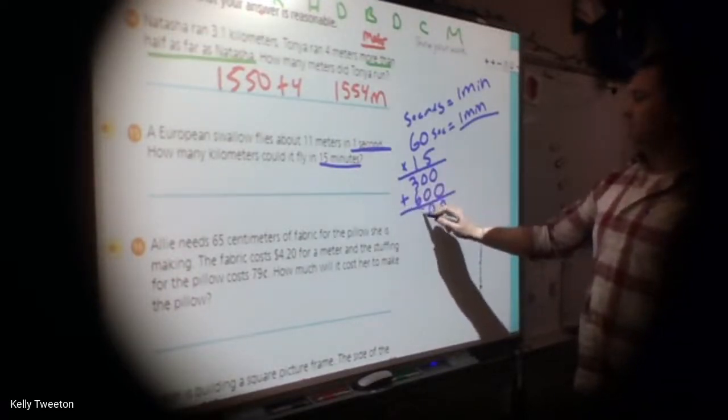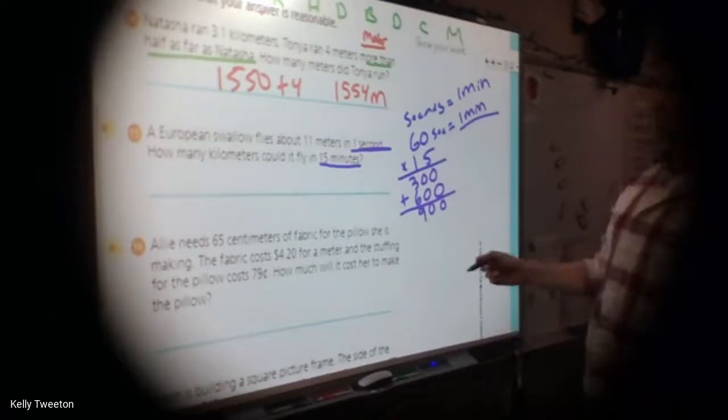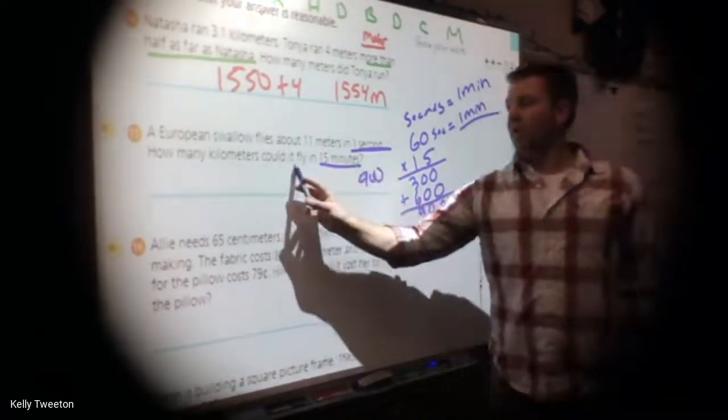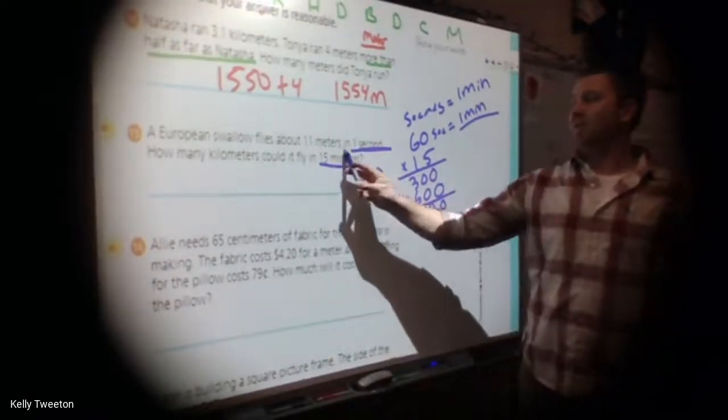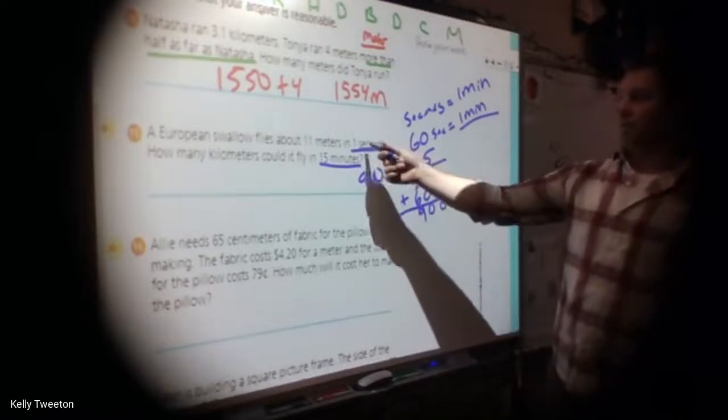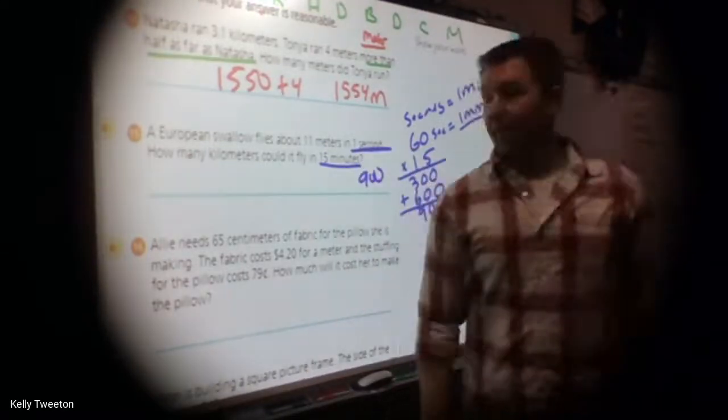0, 0, 9. So right now we know that we are going to be 900 times longer. That's how much longer to go from 1 second to 15 minutes: 900 times.